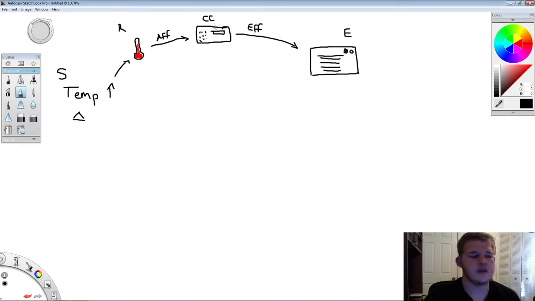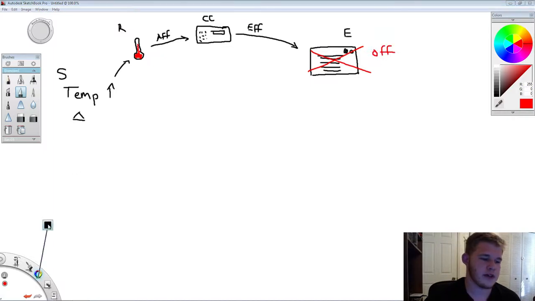Bam. Control center's like, dude, turn off. So that's what we're going to do. We're going to turn off the heater. The heater's off now. So now we're going to have the response, which is what? What happens when you turn the heater off? And I guess run a couple of ceiling fans and open the doors and so on. You're going to cool off, so the temperature's going to go down.